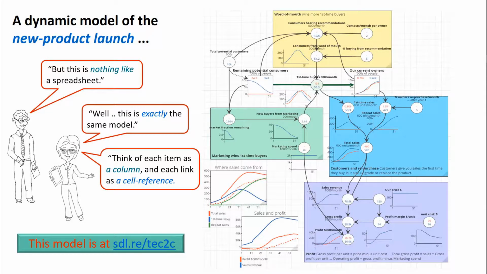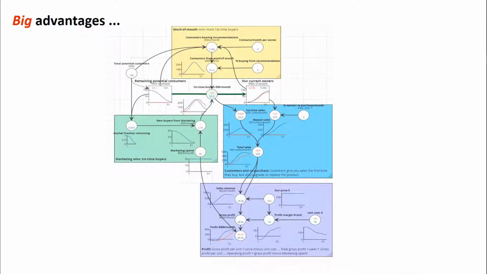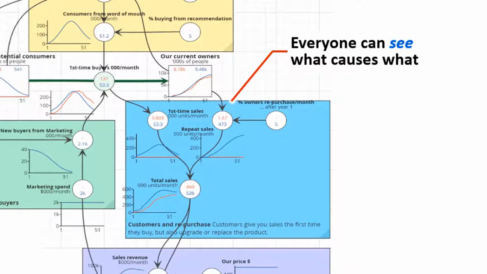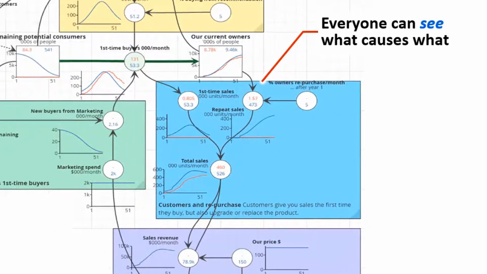So given that this model is the same as the spreadsheet, why would we need this instead of that spreadsheet? Well, there are some big advantages here. First of all, everyone looking at this can see what causes what. I mean, you can imagine people sitting in a meeting room looking at this on the screen, and everyone can see how everything connects to everything else. Everything is crystal clear, and it's not hidden away inside cell calculation.